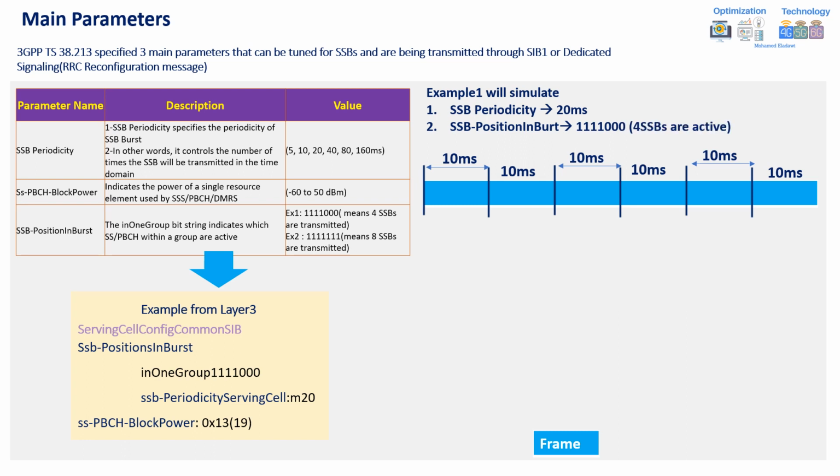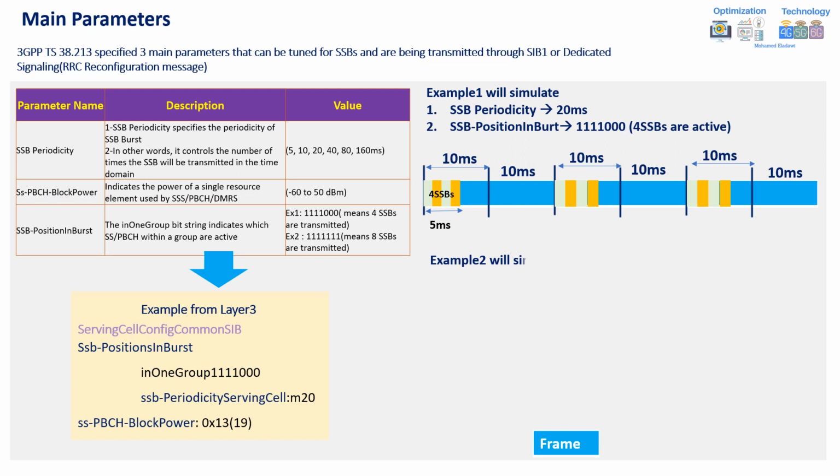1111000 means 4 SSBs are active. 4 SSBs blocks will be transmitted at the first 5 milliseconds. Then the new SSB broadcasting will be after 20 milliseconds, which presented here at the 3rd and 5th frame.